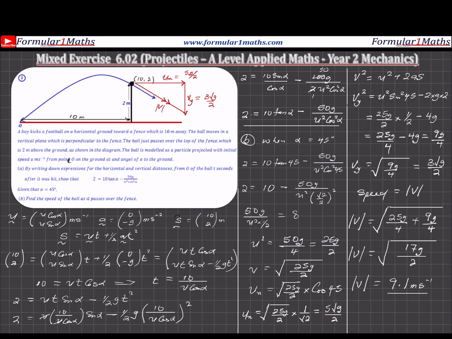And this brings us to the end of this session on projectiles, mixed exercise 6.02, A-level applied maths.